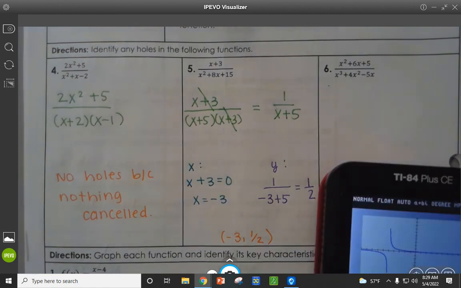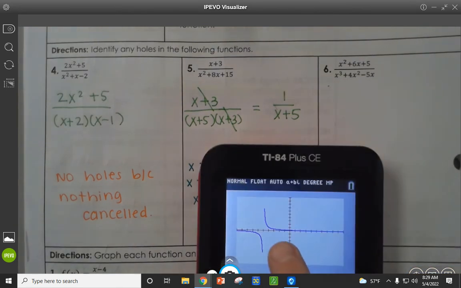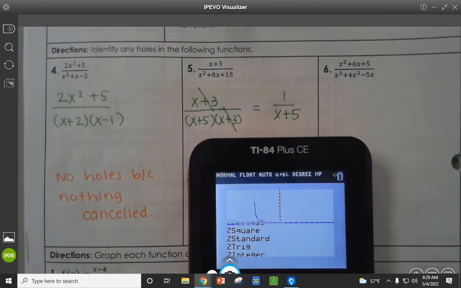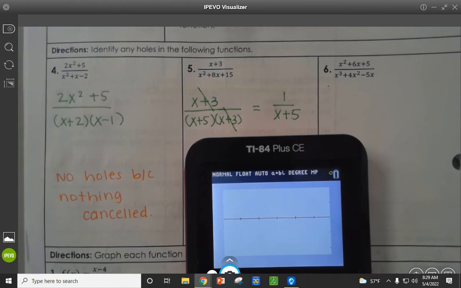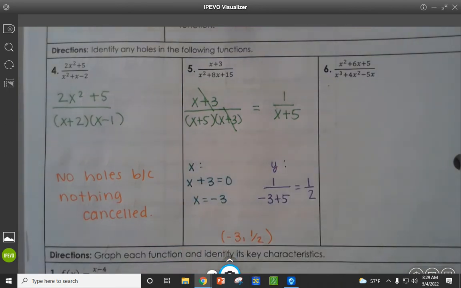I'm going to do Zoom Box. When you go to Zoom Box, you can zoom in a little bit wherever you want. So it doesn't show it on here. A lot of times the calculator won't show those holes.